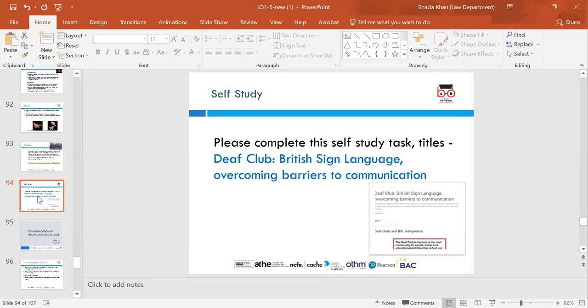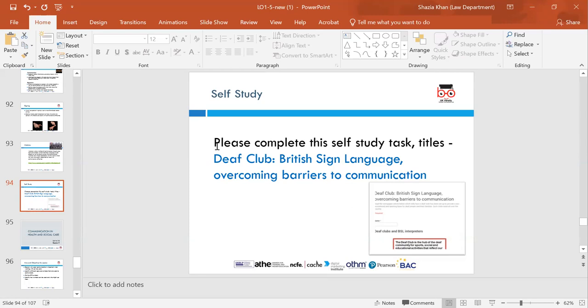So it's really important, especially within the health and social care profession, that BSL is used and adopted if people have difficulty listening or have any sort of hearing problems. BSL is the main thing used to overcome any sort of barriers, because people become less confident and they become isolated if they're not able to communicate.